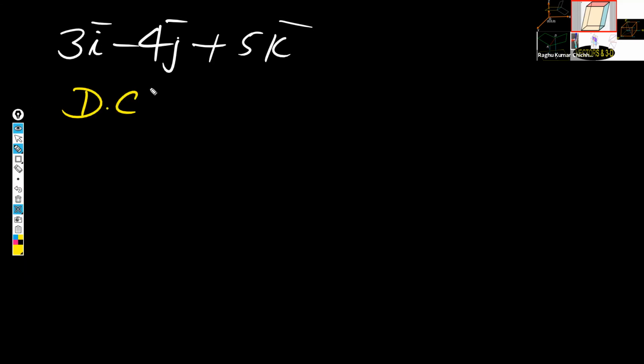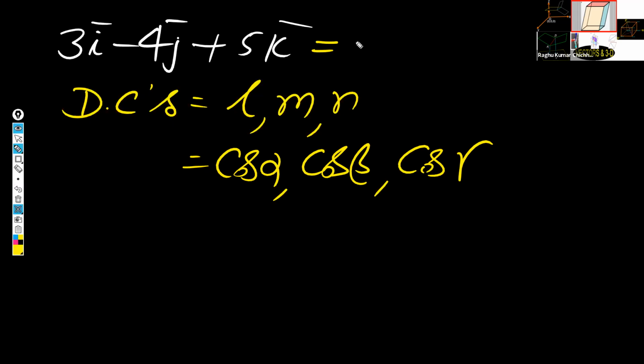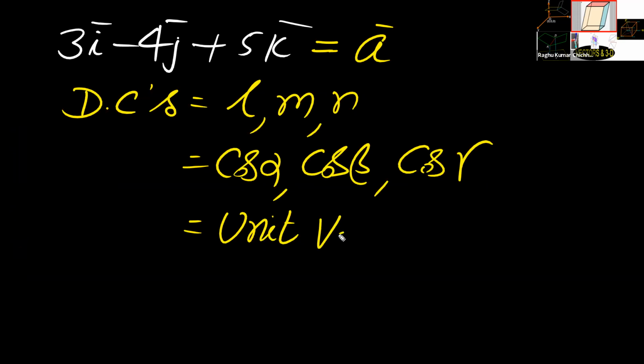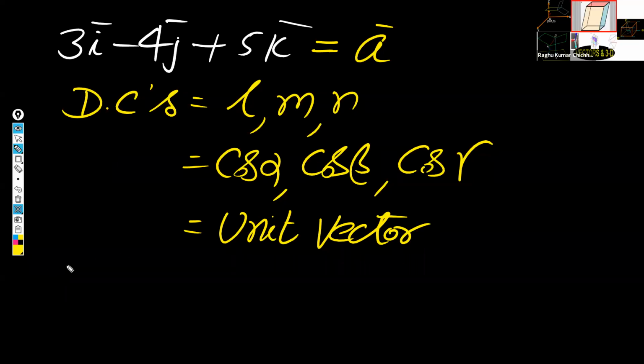Direction cosines, in 3D, are denoted as l, m, n. As per the definition, they are cos alpha, cos beta, cos gamma. In vector form, DCs are nothing but the unit vector. Very important point. So convert A bar into a unit vector: A bar by mod A bar gives you the unit vector. That unit vector is nothing but the DCs.